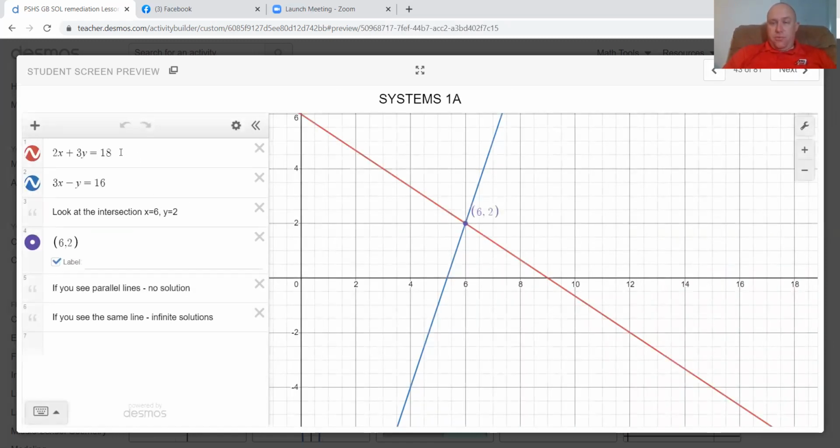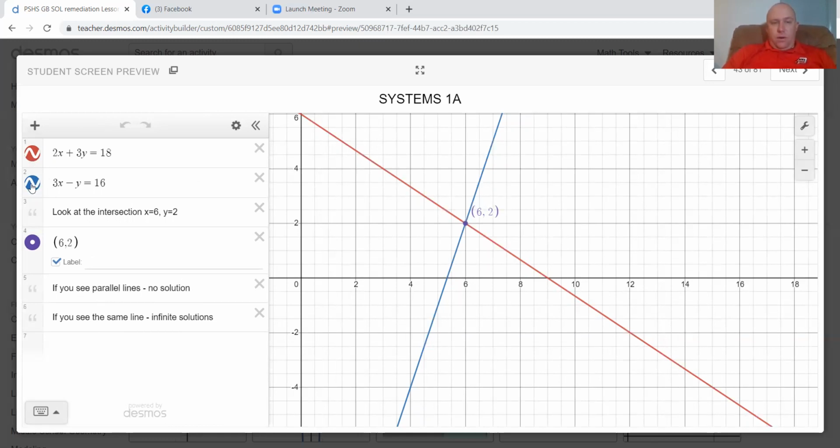Systems, really easy to do. You type in the equations and you just look where they cross, and you literally just click on the dot and it will show you exactly where they intersect. So it could be a coordinate, or they could just say x equals a number and y equals a number. If you see parallel lines, that would be no solution. And if they're identical lines, that would be infinite solutions.